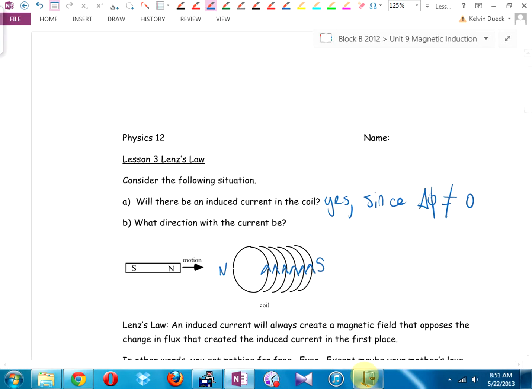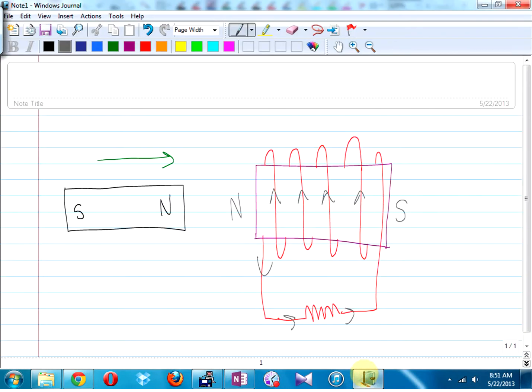By the way, going back to this diagram, what if instead of moving the magnet to the right, I moved the magnet to the left so that I had a north pole moving away? What would oppose a north pole moving away? It would put a south pole right there. The current would flip. This is why we get alternating current from our power generation, because it's just much easier to flip the current.